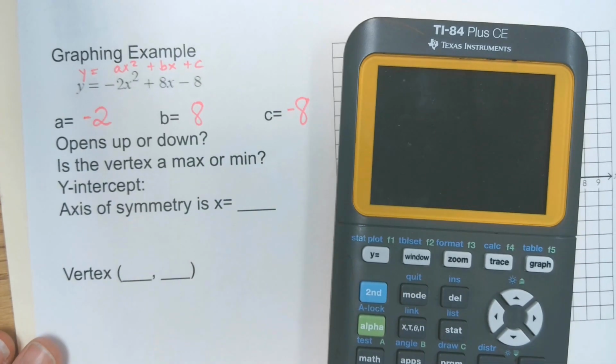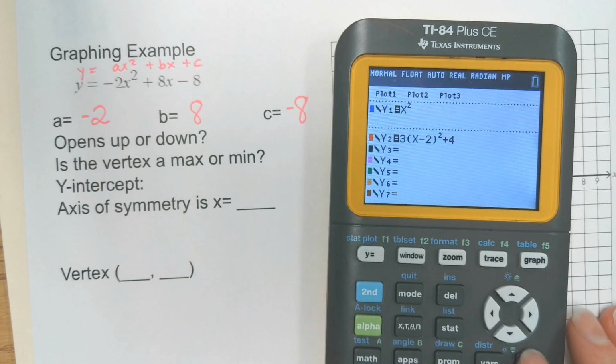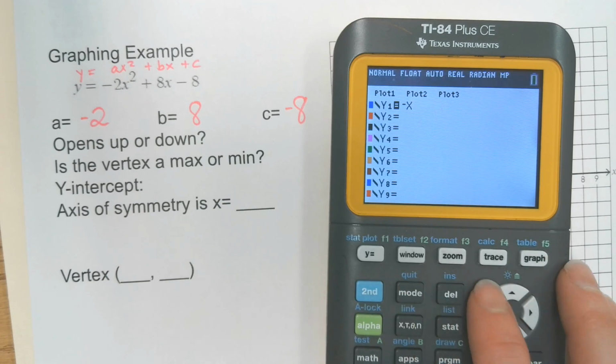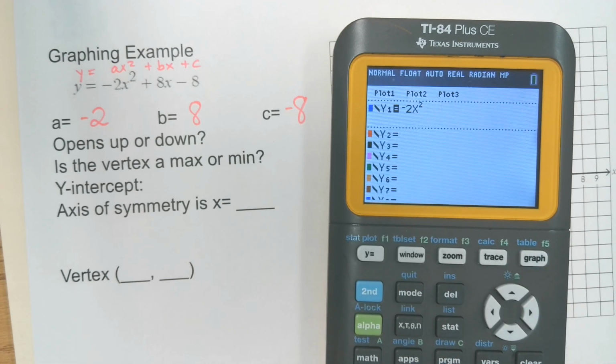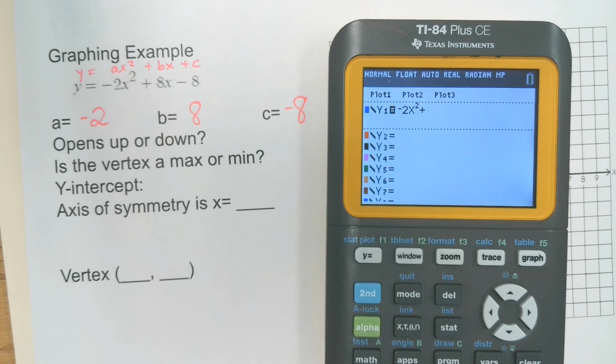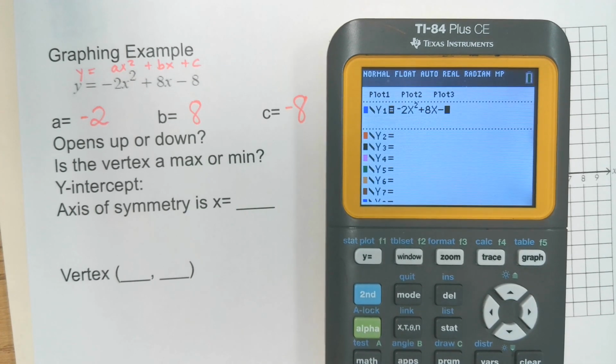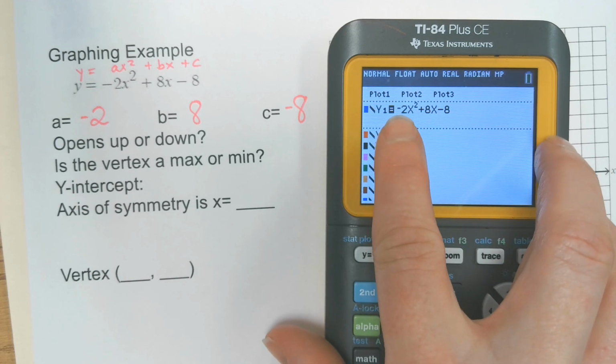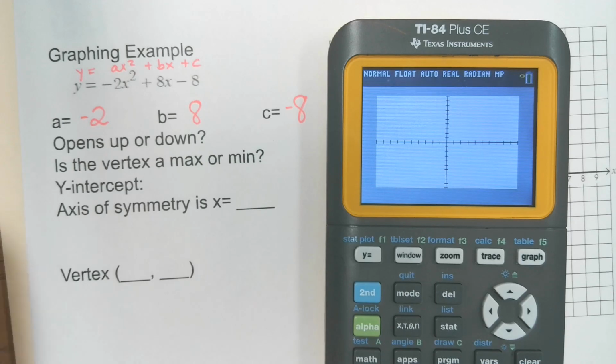I am going to go ahead and graph it in my calculator to begin with. So whatever's in there, I'm going to clear out. Go to y equals, let's put this in, -2x squared plus 8x minus 8. Make sure you put -8 and not minus 8. Negative is only when there's not a term in front of it. Hit graph.